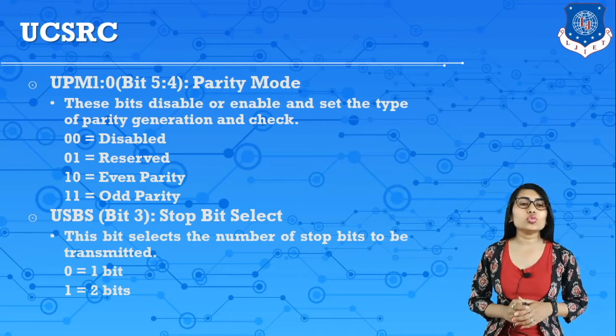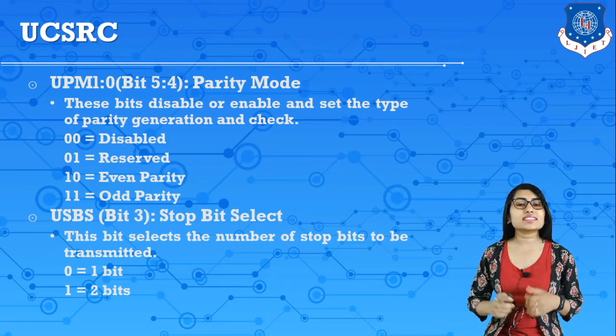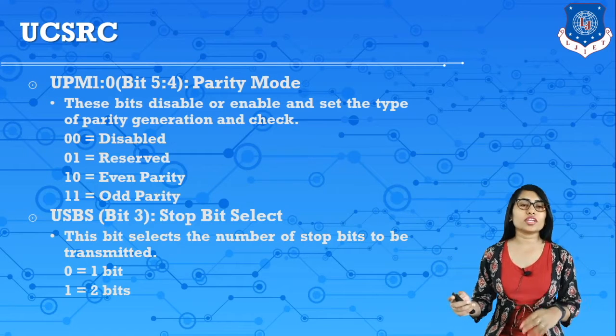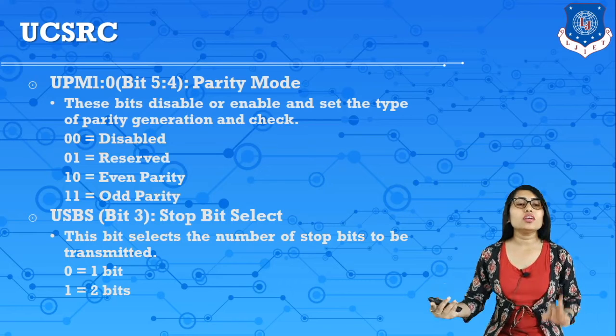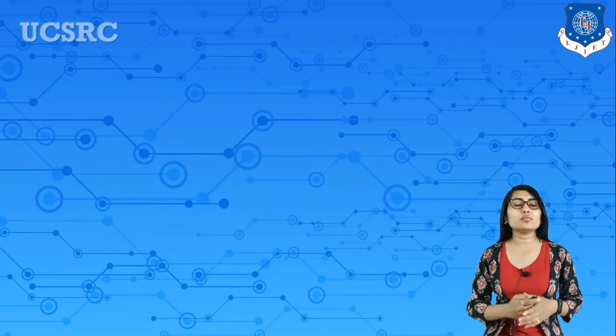Next is USBS, stop bit select. This bit selects the number of stop bits to be transmitted. If 0, then 1 stop bit. If 1, then 2 stop bits are transmitted for a serial communication message.